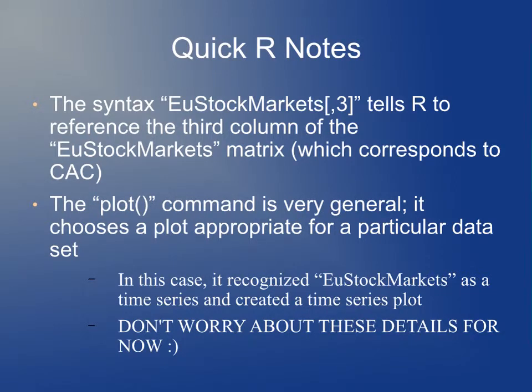And as I said, a couple other R notes. When I say EU stock markets bracket, comma 3 bracket, that tells R to reference the third column of the EU stock markets matrix. I could have just said EU stock markets $CAC. That square brackets to extract a certain column works just as well.